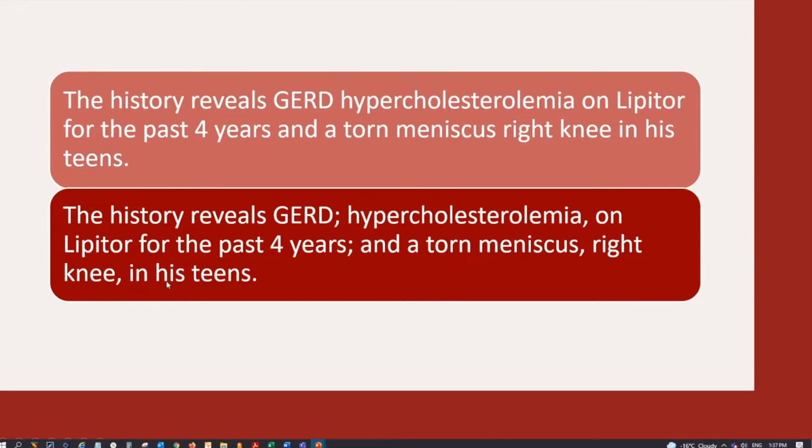So a torn meniscus in his teens is your phrase there, and right knee has added information about that torn meniscus right smack in the middle. So we have a complex list here. We have an afterthought about the hypercholesterolemia that we added. We've got an interrupter. Sometimes I would call this an appositive, which is added information about the noun right before it. We set it off with commas. We've got a complex list here. This is a challenging sentence.